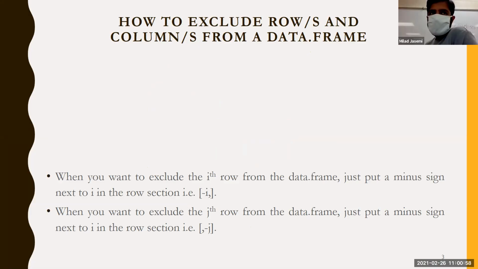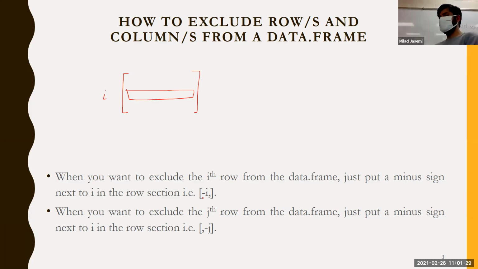We start with this data frame of any size, and for example, you want to exclude the i-th row without deleting it. You want to exclude it. How are you going to do that? You are going to do this with this.